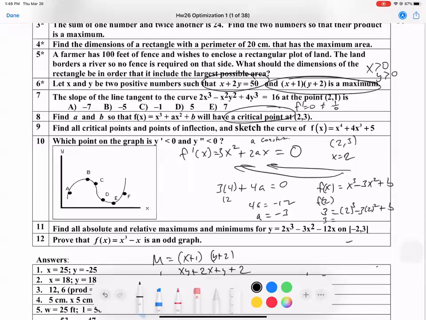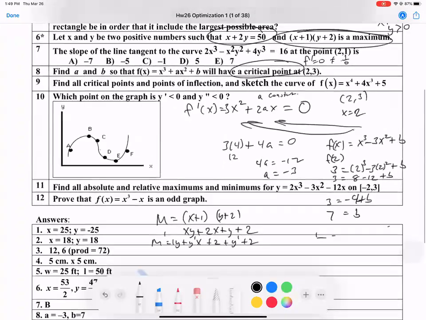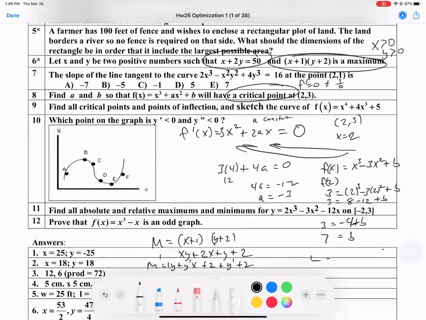That's 3 equals 8 minus 12 plus b. 3 is equal to negative 4 plus b. b is equal to 7. Yep, that's our answer. So make sure you point out that b is 7 and a is negative 3.